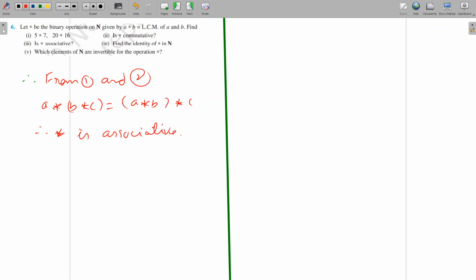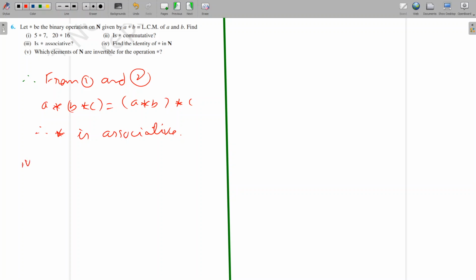Now let us go to the fourth part, find the identity of star in N. We know that when we multiply two numbers, the resultant will be one of the numbers only if one of the two numbers is 1. So definitely the identity: A star E equal to A, suppose E is an identity, then A star E equal to A is possible only if E equal to 1. So that is what will apply here.